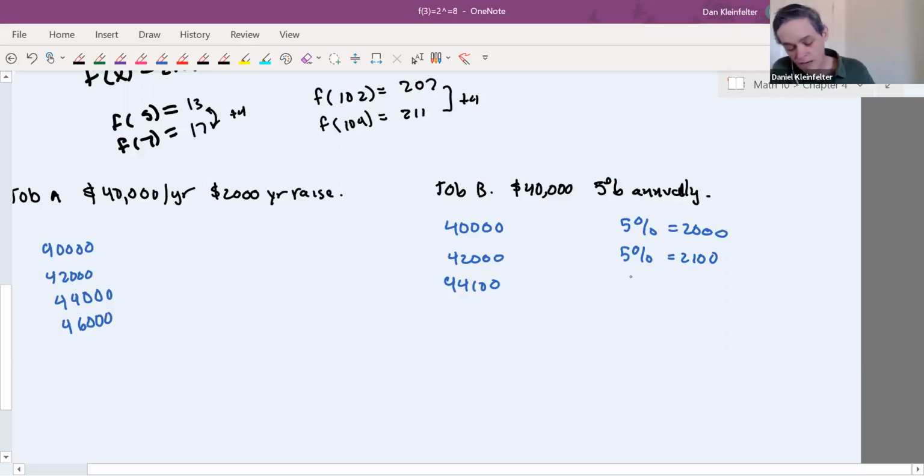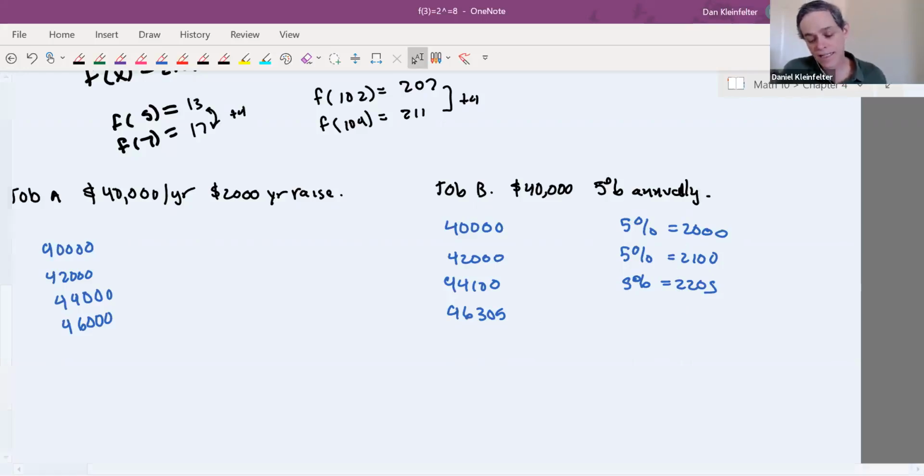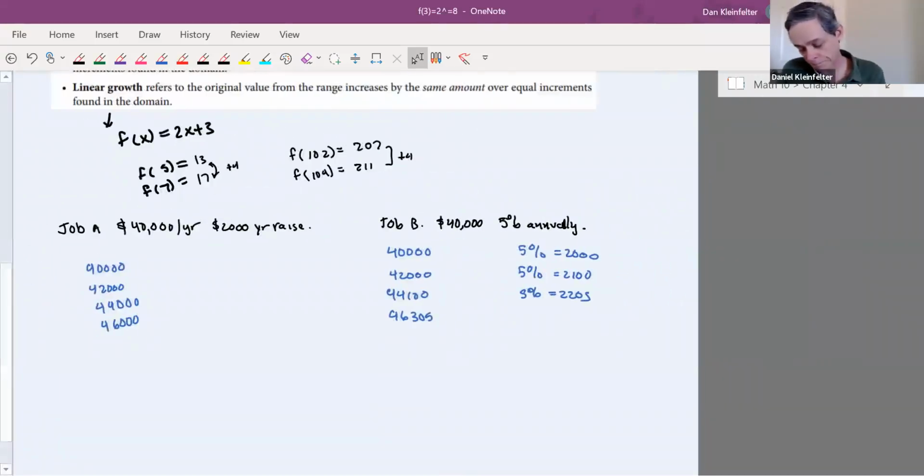And you'll get a raise of 2,205, and be making 46,305. Okay, so you can tell that after the 4 years, the 2 salaries are not the same. In the first case, the amount of increase that you're getting each year is a flat 2,000. In the second case, the increase each year is a percentage of the current amount. And so that's why the amount that we're adding each time is increasing. And that increasing by a percentage is a characteristic feature of exponential functions.